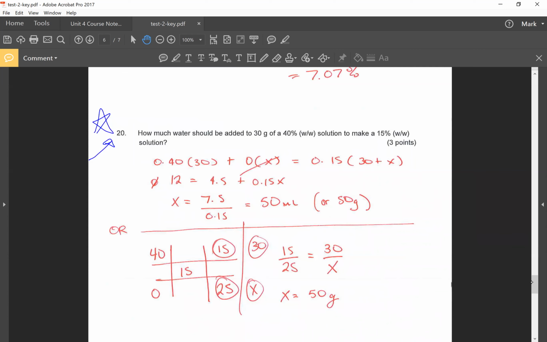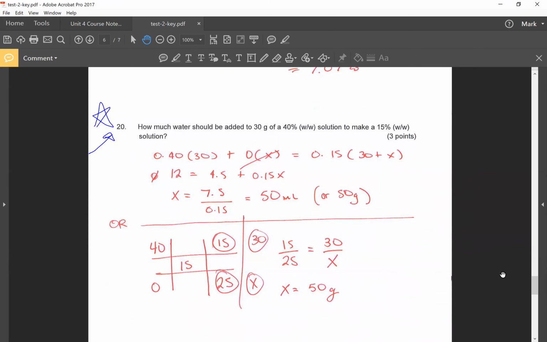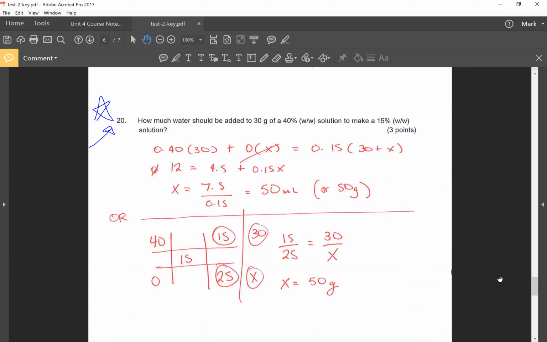How much water should be added to 30 grams of a 40% solution to make a 15% solution? So here you can see my workings. I used an alligation table and the algebraic method. So, okay, let's have a look. We have 30 grams of 40% solution. Okay, easy. We're adding water. Now, remember, when you have water, you have a 0% concentration. So the question says how much water?